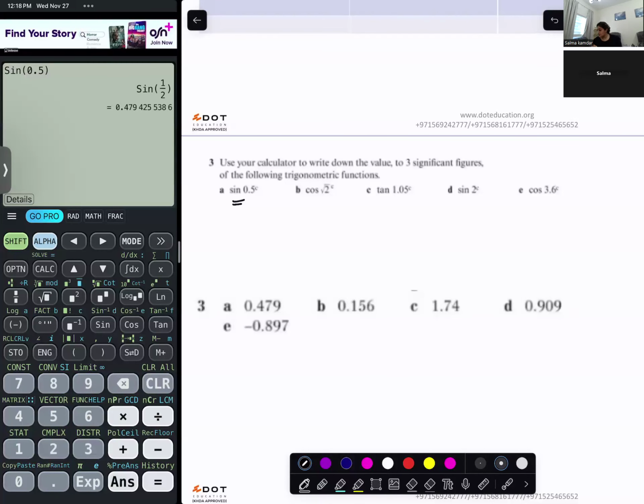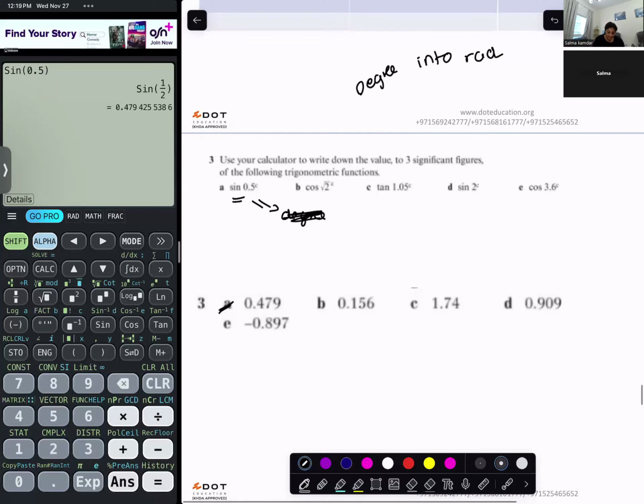Since you're converting the rad into degree, your calculator is okay. But if you're converting the degree into rad, you have to make sure that you change the calculator mode to rad. Currently, you have to convert the rad into degree, or you just have to write the value. So sine 0.5 would be 0.479.